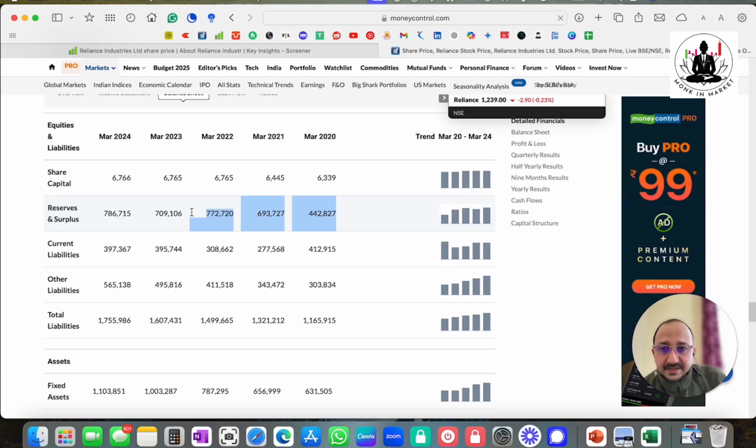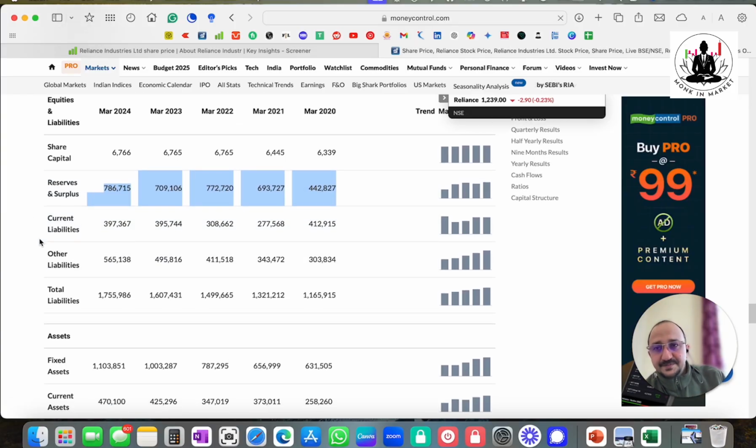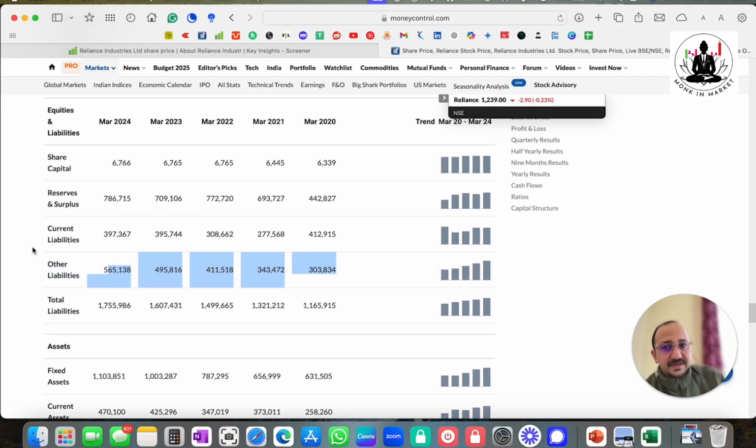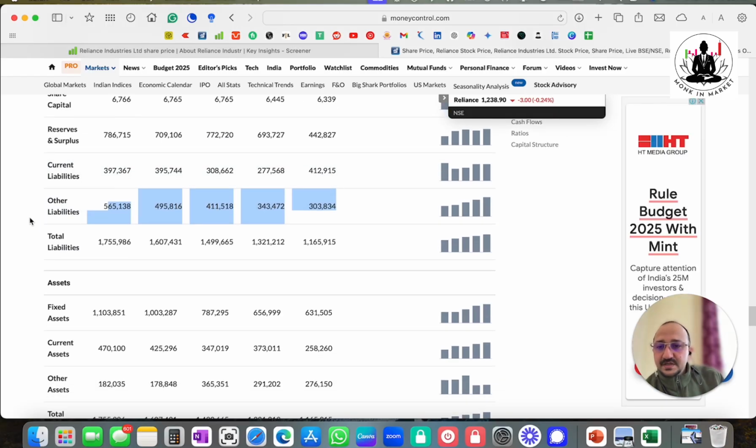Reserves and surpluses, are they increasing? They are increasing. Tick, first green flag. So these are the loans, other loans. Are these loans less than equity? So debt is less than equity. This is around 7 lakh crores, 5 lakh crores. So it's less. Throughout, they managed to maintain it less. So both flags are green flags. It's a good sign for us.